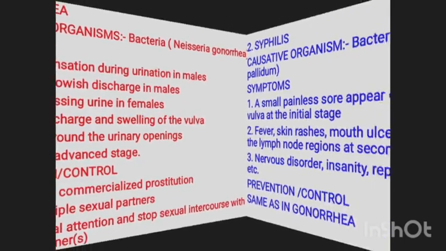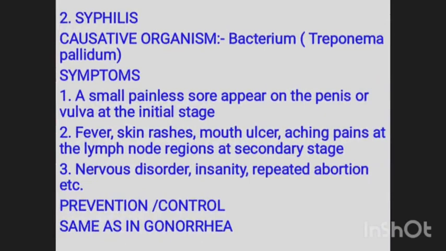Number two we have is syphilis. Now, the causative organism for syphilis is a bacterium known as Treponema pallidum. This is the organism that causes syphilis. It's a bacterium, which is one. If it's more than one, it's called bacteria. So the bacterium that is responsible for syphilis is called Treponema pallidum.